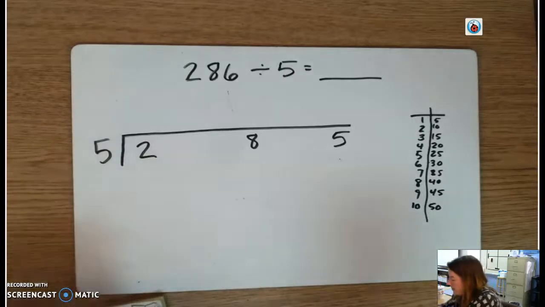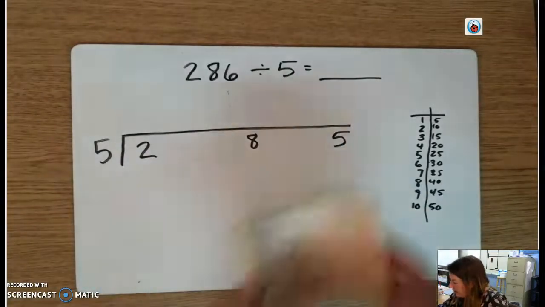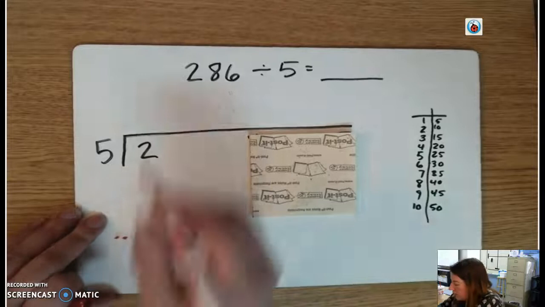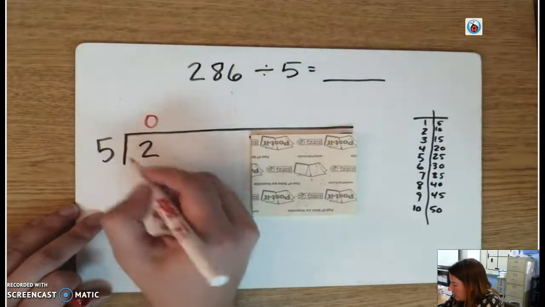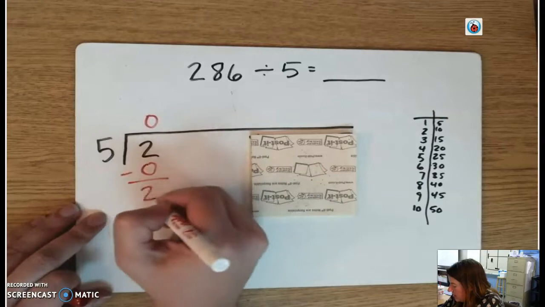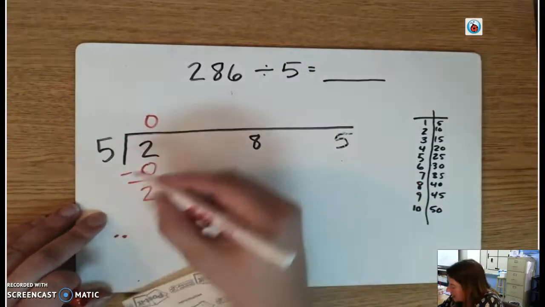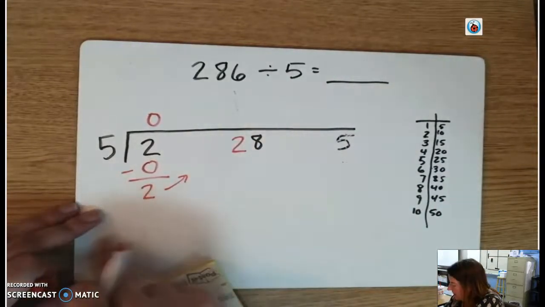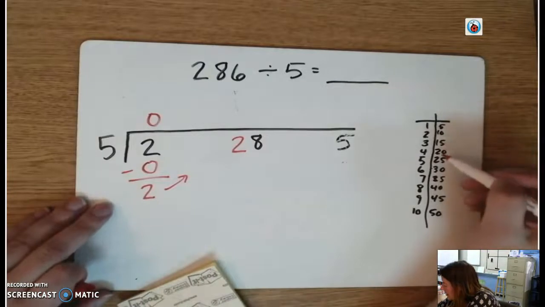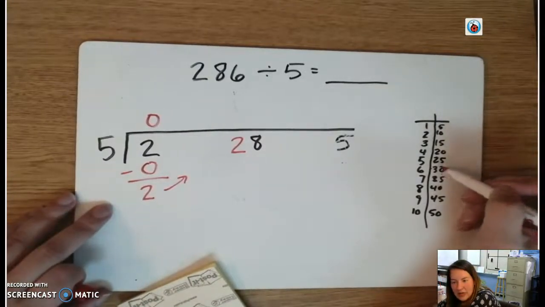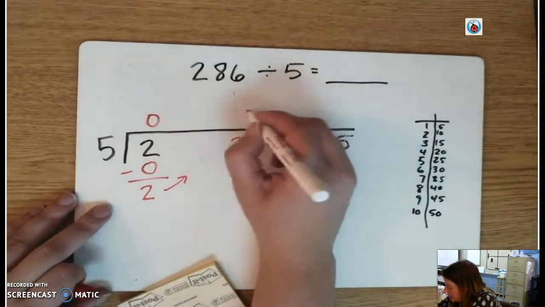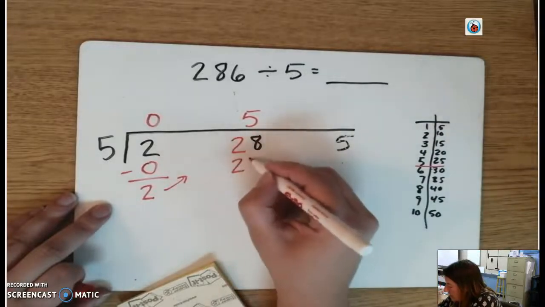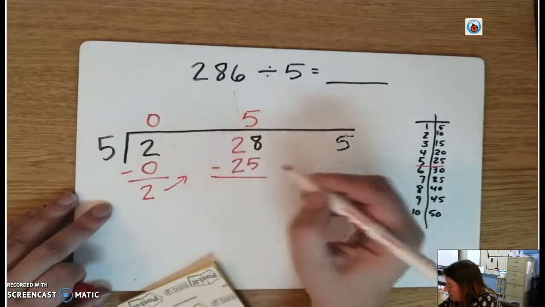Okay, let's solve this problem. So if I just have 2, can I make a group of 5 with just 2? No, I cannot. So 0 groups of 5 is 0. 2 minus 0 is 2. I need to drag this 2 up. So now I'm looking at 28. How many groups of 5 can I make with 28? Well, I can't make 6 because that would be 30. So I know I could make 5 groups. So the 5 goes up top. And let's see how many pieces we had left over. So 28 minus 25 is 3.